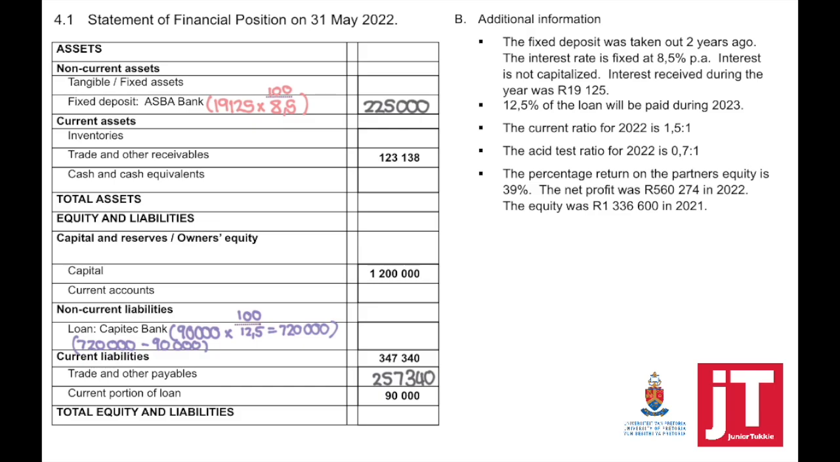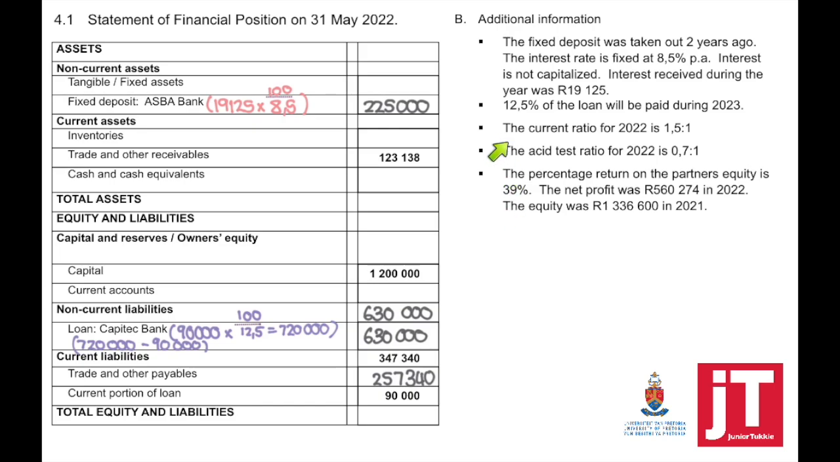That equals 720,000. But be very careful now. That 720,000 is not the amount that will appear as your non-current liabilities. Why? Again, whatever is paid in the next financial year must be subtracted from the non-current liabilities and taken to your current liabilities as current portion of loan. This is why we need to say 720,000 minus the 90,000, and that equals 630,000, which is the amount which will appear as my non-current liabilities.